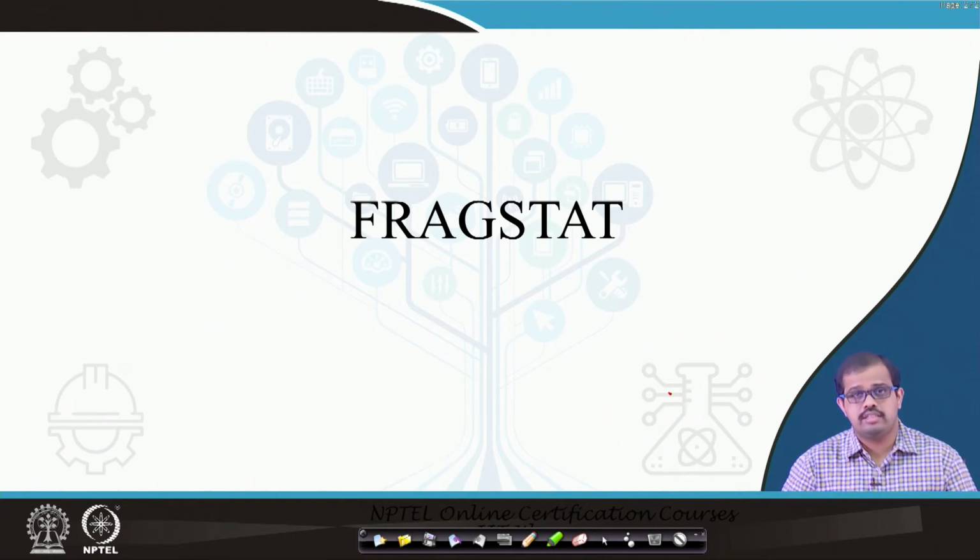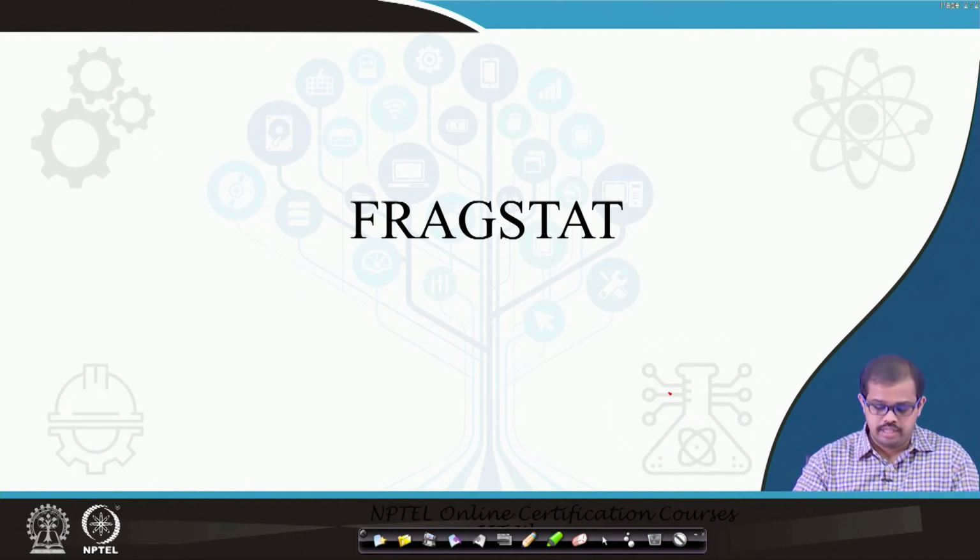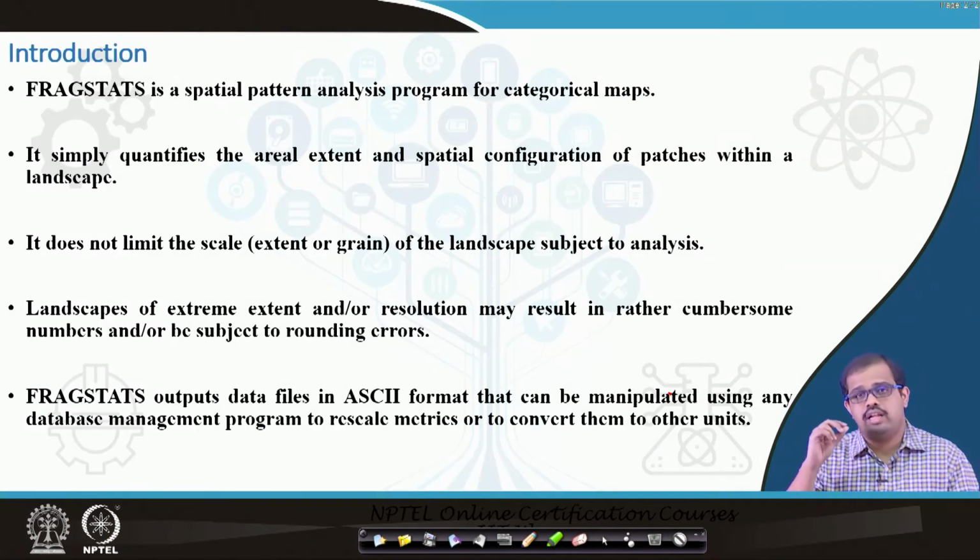The last kind of software that I would like to discuss is FragStats. Just to tell you what FragStats is, it is a spatial pattern analysis program for categorical maps. For example, let us say I have developed a map of land use of a particular region.